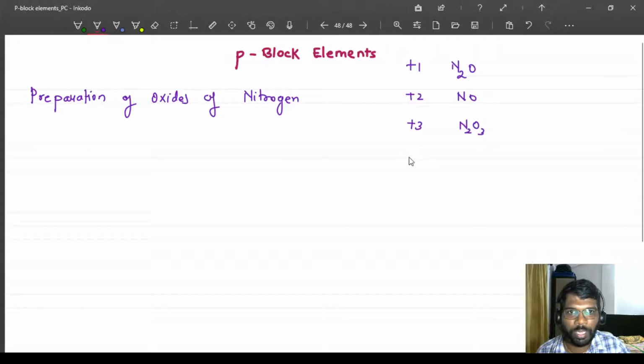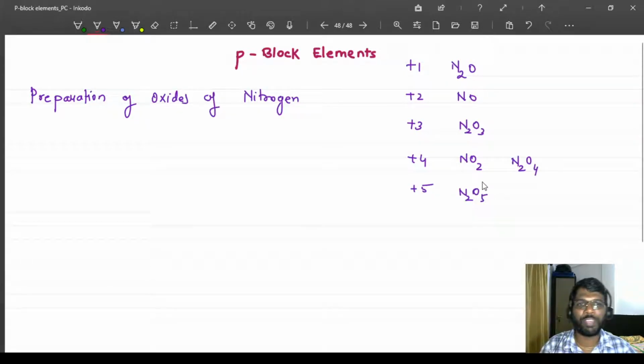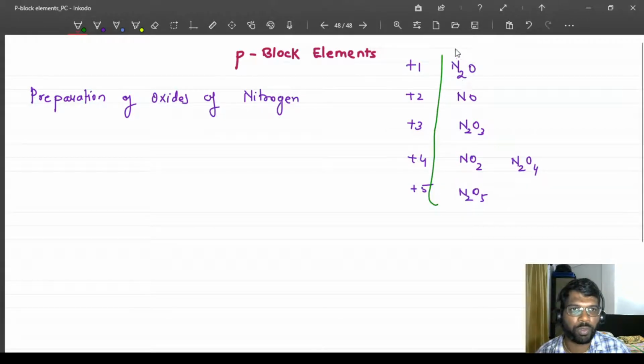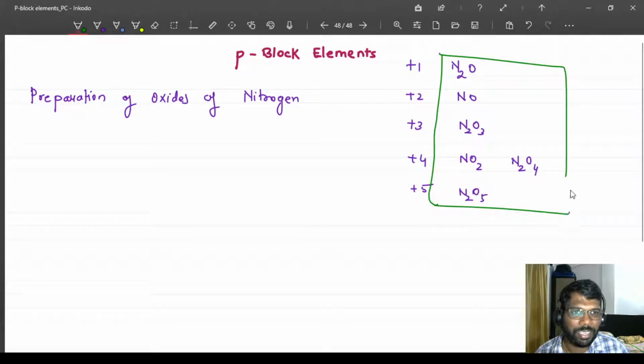N2O3. Okay, +4, it is NO2, and also the other compound N2O4. And the fifth is N2O5. This is how we can remember where the oxidation state of nitrogen is +1, +2, +3, +4, and +5 respectively. These are the important oxides of nitrogen which one should know. And let us understand the preparations of these oxides one by one.